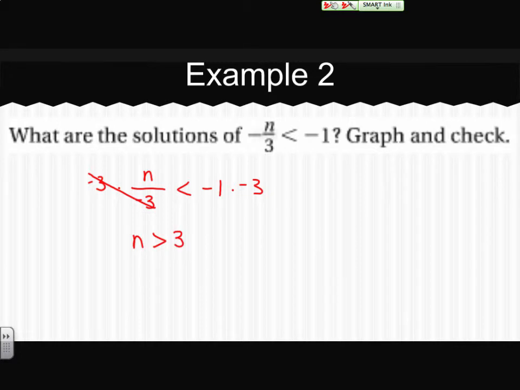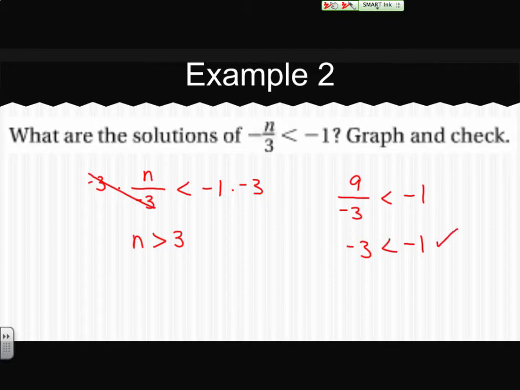Okay, so I need a number that's greater than 3. I'm going to choose n as 9. So let's see, I'm going to say 9 divided by negative 3 is less than negative 1. 9 divided by negative 3 is negative 3. Is negative 3 less than negative 1? Yes, because I would rather owe someone $1 than owe someone $3. So it is eating the larger number. So I know that I'm right.